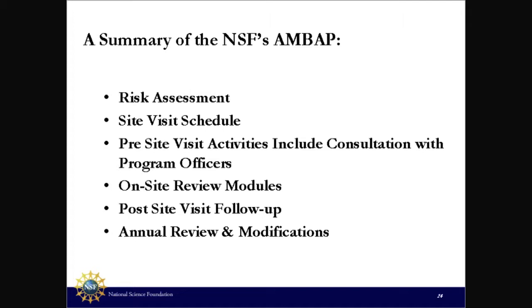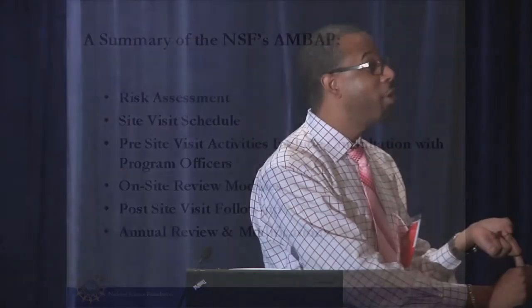So key things that will target a site visit: large dollar of monies in participant support, large monies in subaward, large monies in salaries, things of that nature. New awardee. Let's see what else. There's a list, and then basically what happens?